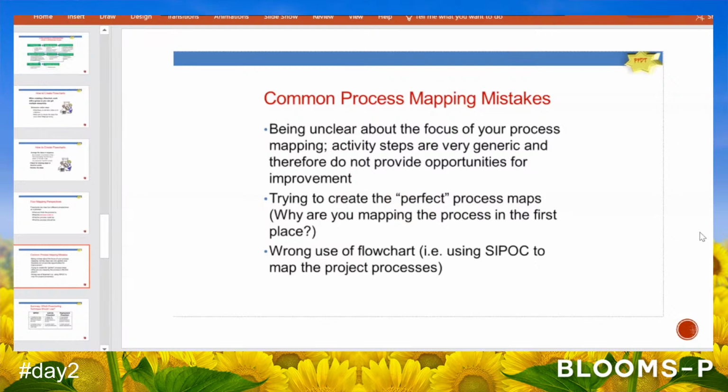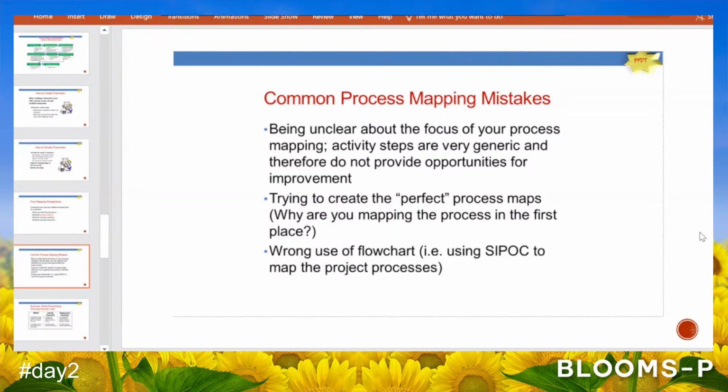So, common process mapping mistakes. Being unclear about the focus of your process mapping. Now, sometimes we are doubtful if we are going to include this one in the process. So you have to be very vigilant on what you are putting in. Remember, if activity steps are very generic, they do not provide opportunities for improvement.